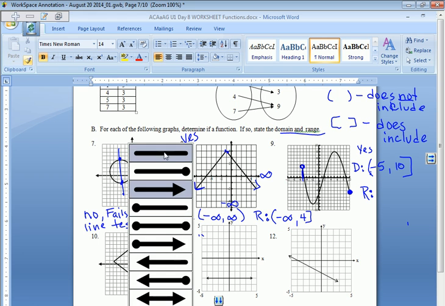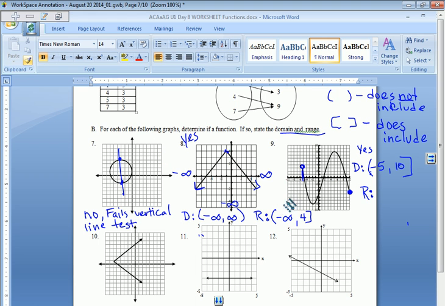Ian wants to know what the point is, if it's included or not. What if you were the ordered pair for that point right there? Wouldn't it be like 10, negative 4? So what is the x value of that point that's included? 10.